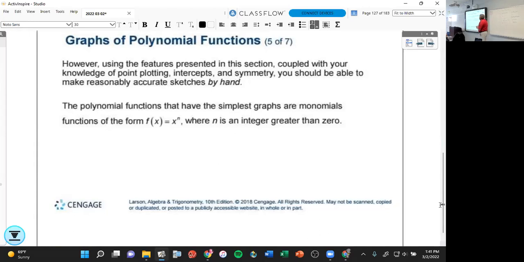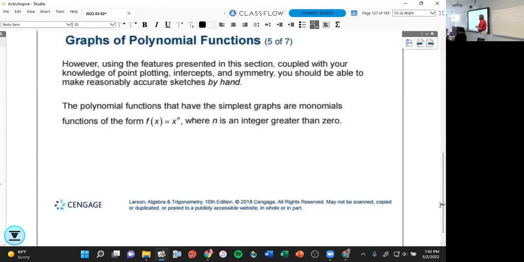Using the features presented in this section, along with your deep, vast knowledge of plotting points, what are intercepts? X-axis or Y-axis, right? We have both types of intercepts. We know about symmetry. So we're going to accurately sketch by hand a polynomial function.